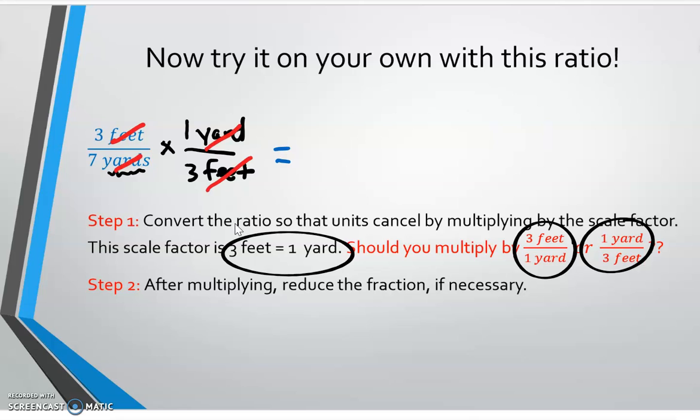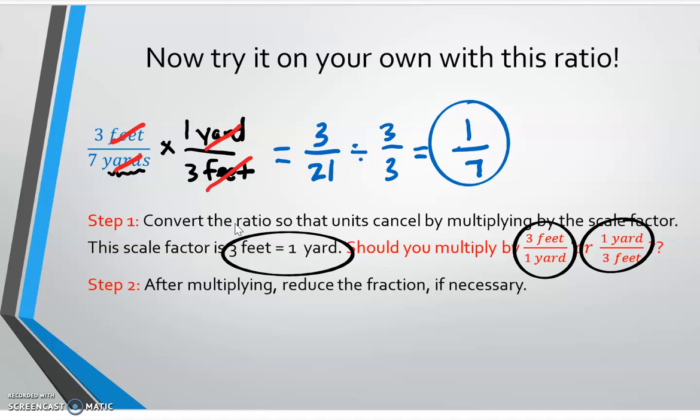So 3 times 1 is 3. 7 times 3 is 21. And then we can simplify this by 3. 3 over 3, right? They're both divisible by 3. 3 divided by 3 is 1. 21 divided by 3 is 7. So 1/7 is our reduced ratio. And that's really all there is to it.